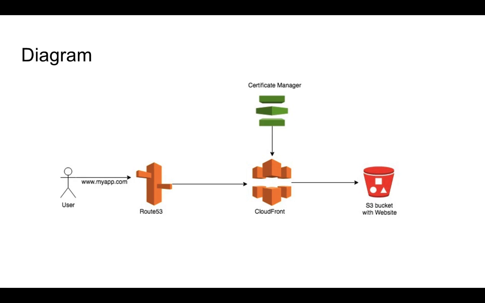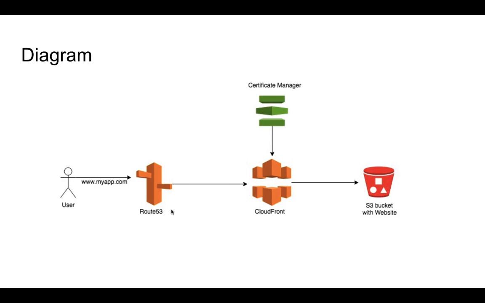So let's go into our diagram. This is basically a simple architecture for our application. Our website will be hosted on an S3 bucket, which is configured as an origin to CloudFront. And we will get a certificate from Certificate Manager and apply it onto the CloudFront so that our website will support SSL.